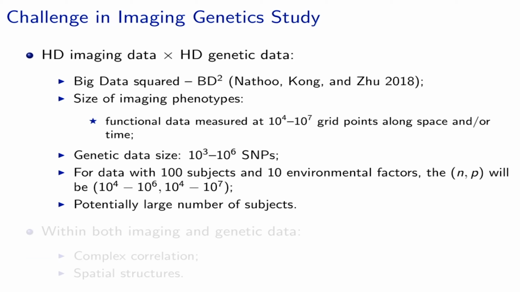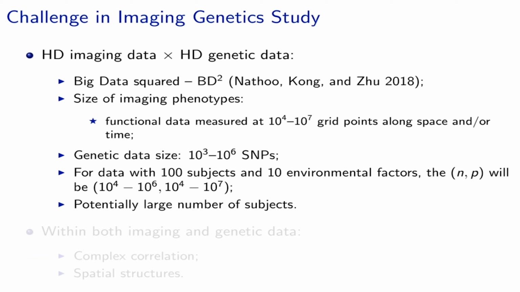We are faced with several challenges in the imaging genetic study. The first is the high dimensionality in both imaging data and genetic data. It is called the big data squared problem because we have big data in both the imaging and genetic parts. Taking a further look at the size of imaging phenotypes, if we treat it as functional data, it is measured at around 1,000 to millions of grid points along the space and time. For the genetic data, we have around 1,000 to a million SNPs. So for data with 100 subjects and only 10 environmental factors, like the demographic information, the n and p, that is the sample size and the dimensionality, could increase to around 1,000 to millions for both of them, let alone the potentially large number of subjects.